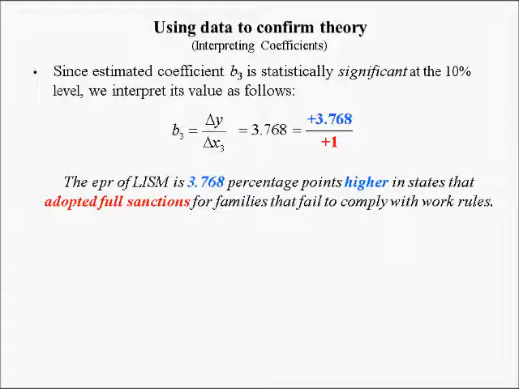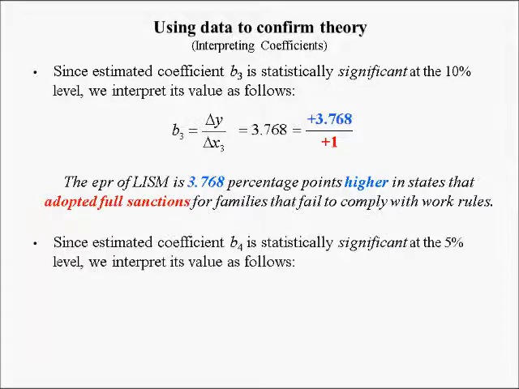Remember, x3 is a dummy variable. It's 0 if a state has no full sanction policy. It's 1 if it adopted a full sanction policy. So when you go from 0 to 1, x3 is increasing by 1. So when x3 goes from 0 to 1, a state is adopting a full sanction policy. And if they do that, the employment population ratio of low-income single mothers increases by 3.768 percentage points.